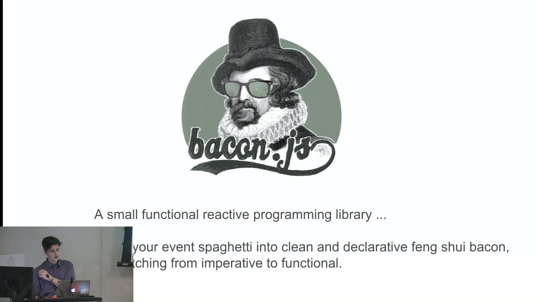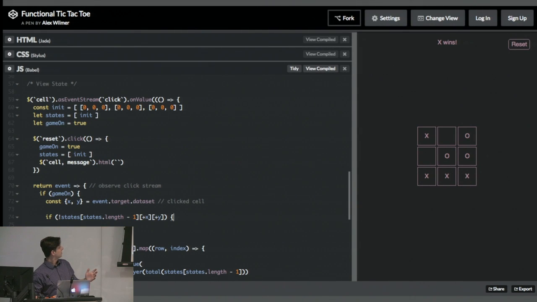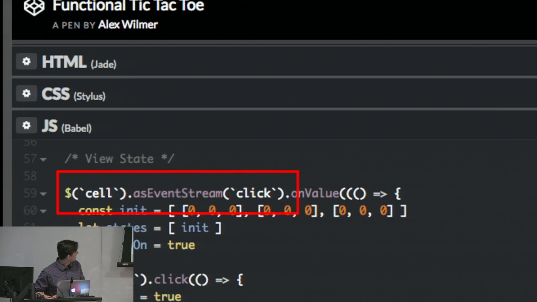programming was all about. So I read this amazing book, which I highly recommend to anyone: The Mostly Adequate Guide to Functional Programming. It's really great. And I took what I learned from this and made tic-tac-toe using some fancy functional programming techniques. If we inspect it, we'll see that I'm using the Bacon event stream.